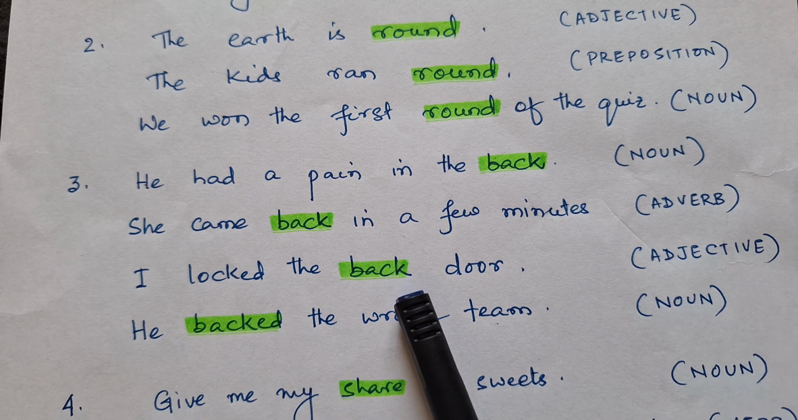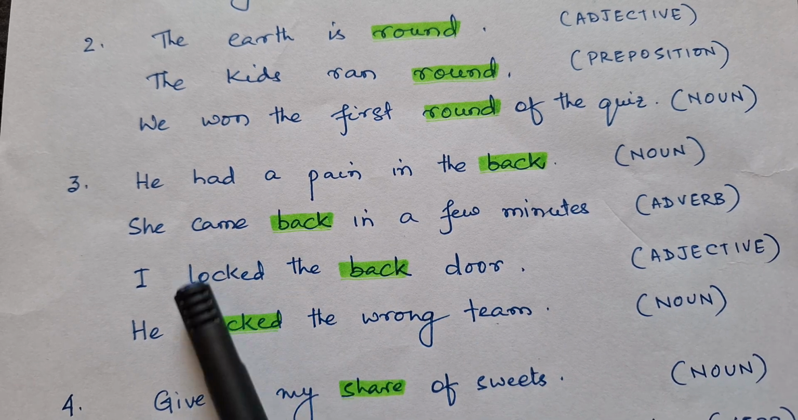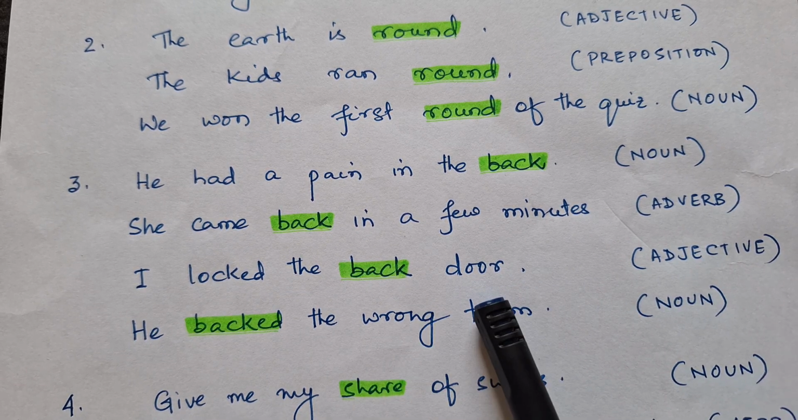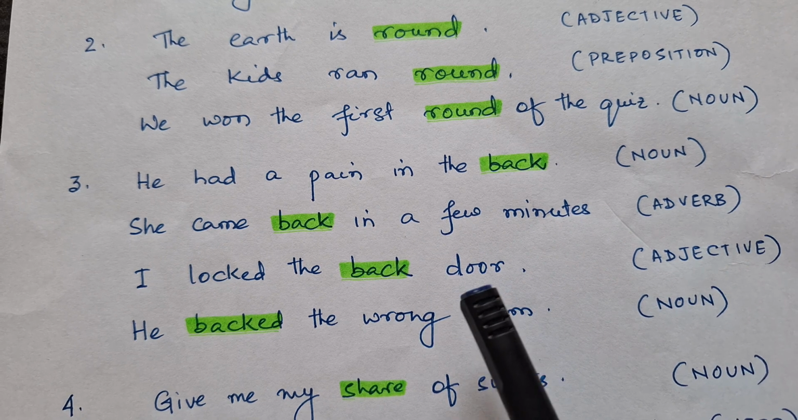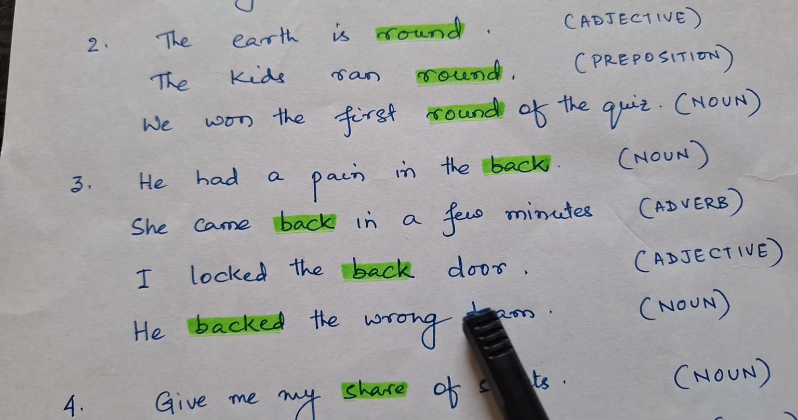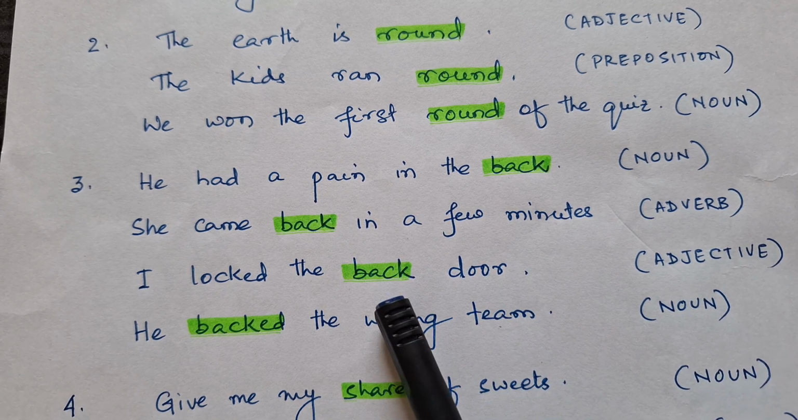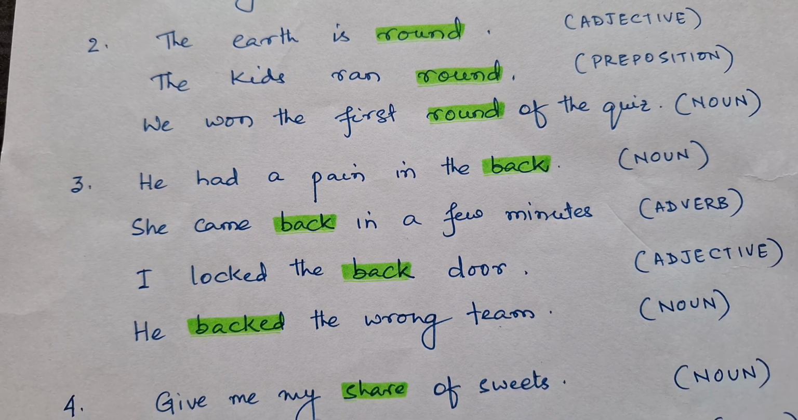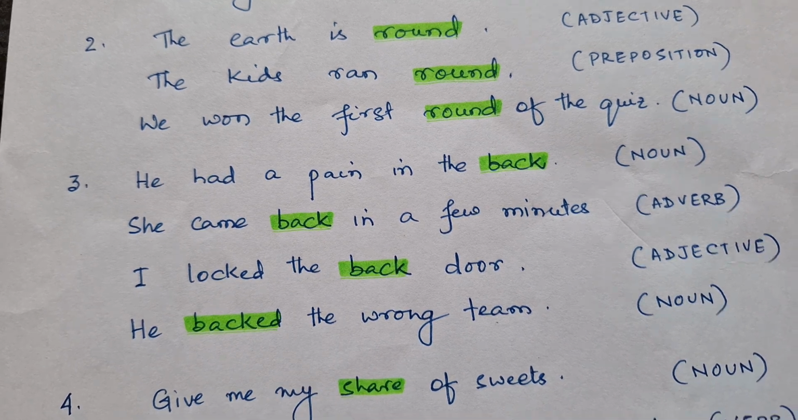I locked the back door. Which door? The door is your noun. How is the door? The back door. Where is the door? It is in the back. So it is describing your door. So back is used as an adjective here. He backed the wrong team. Here backed is used as a verb.